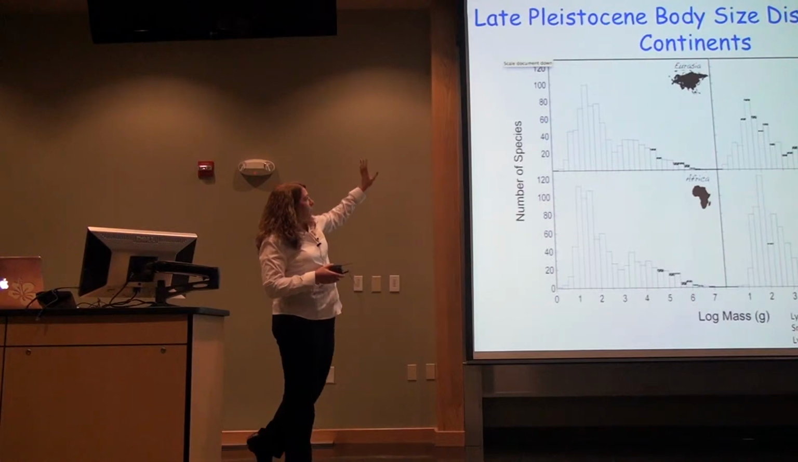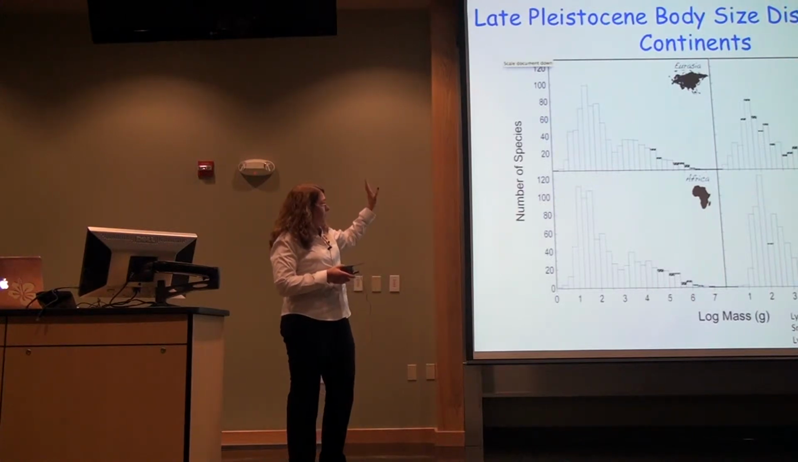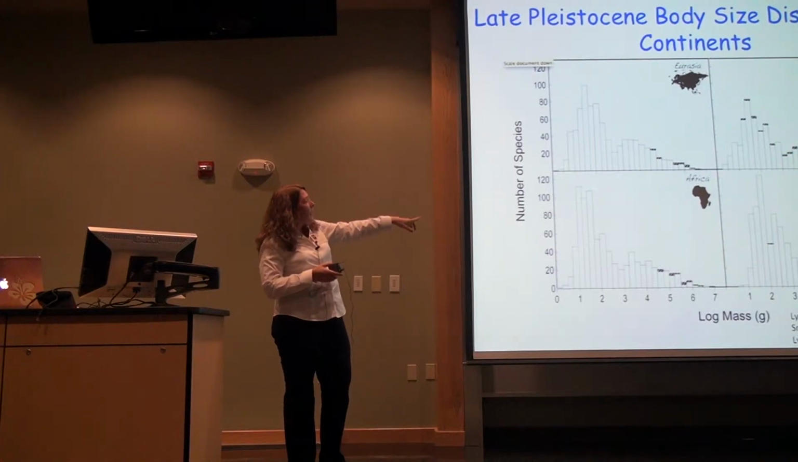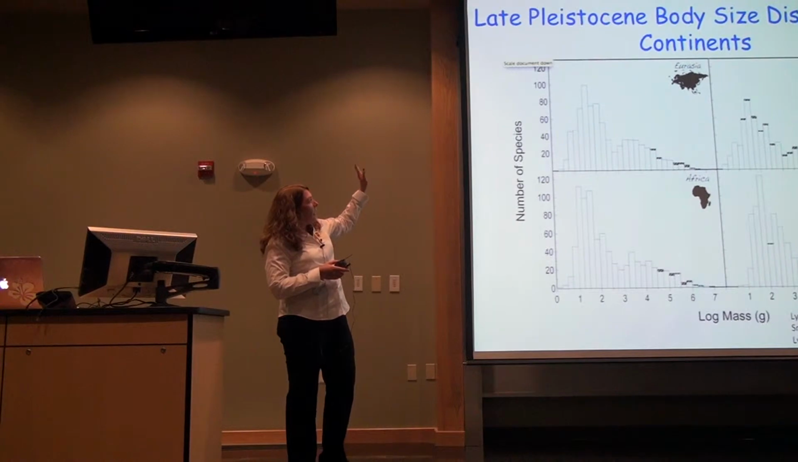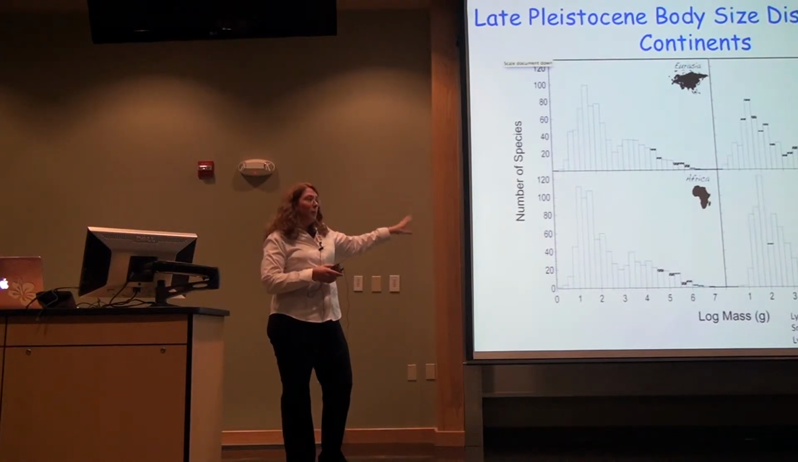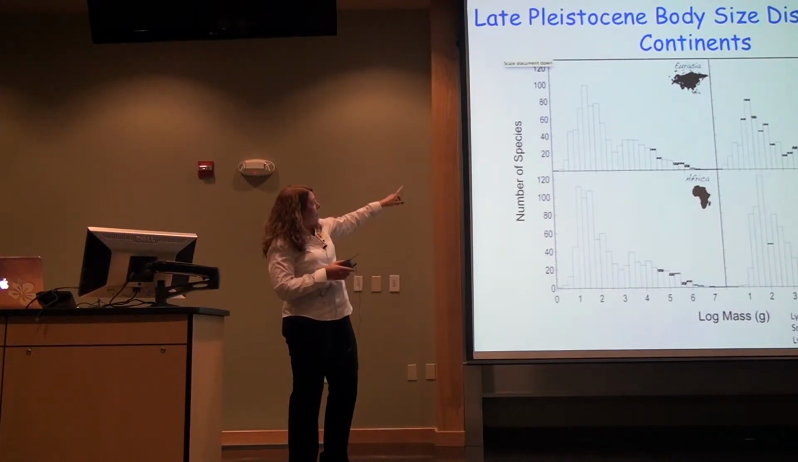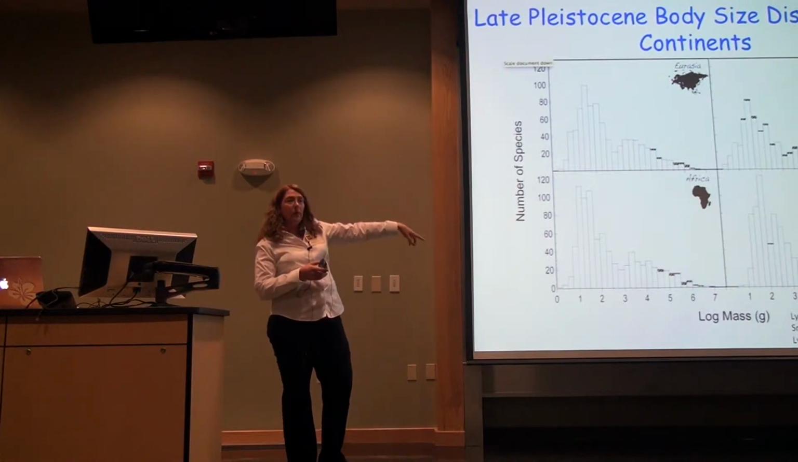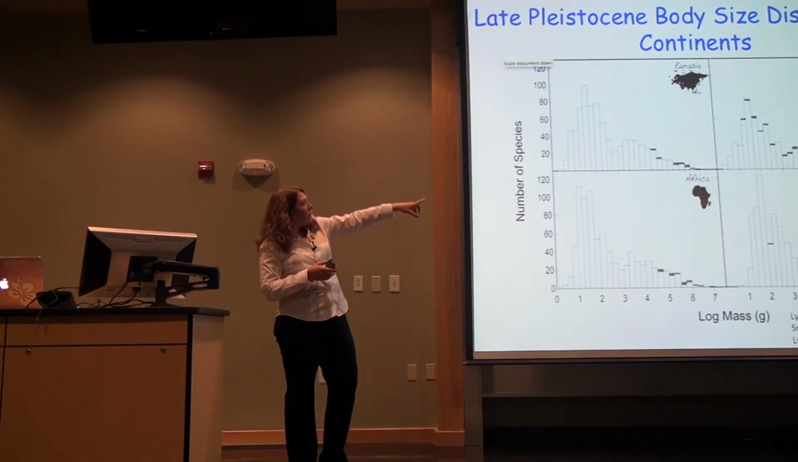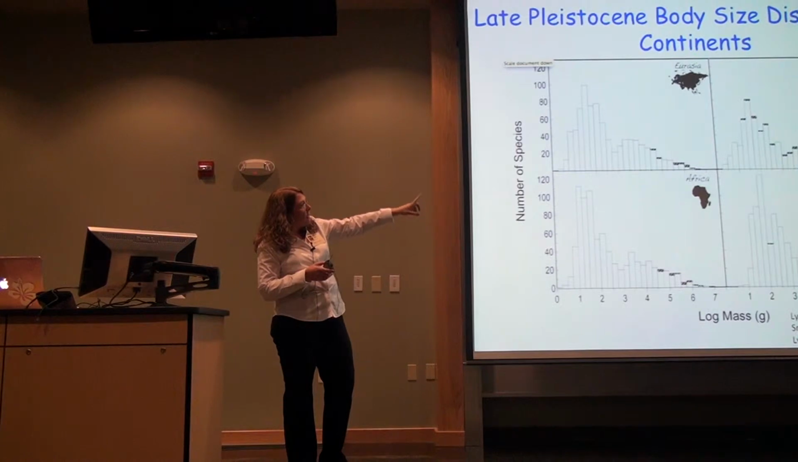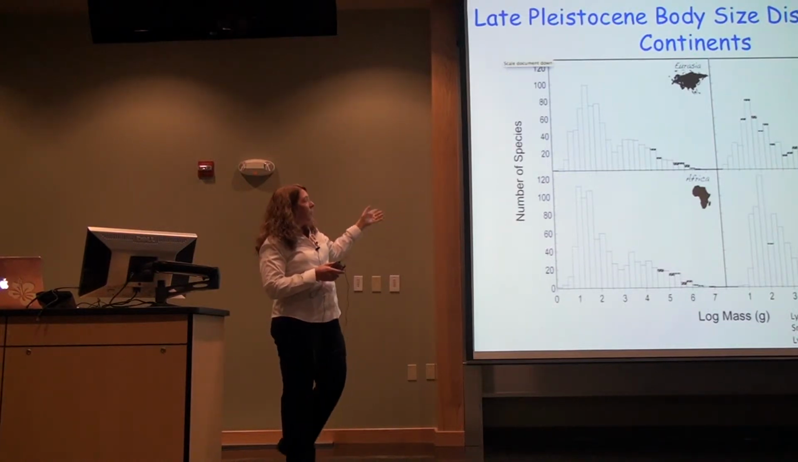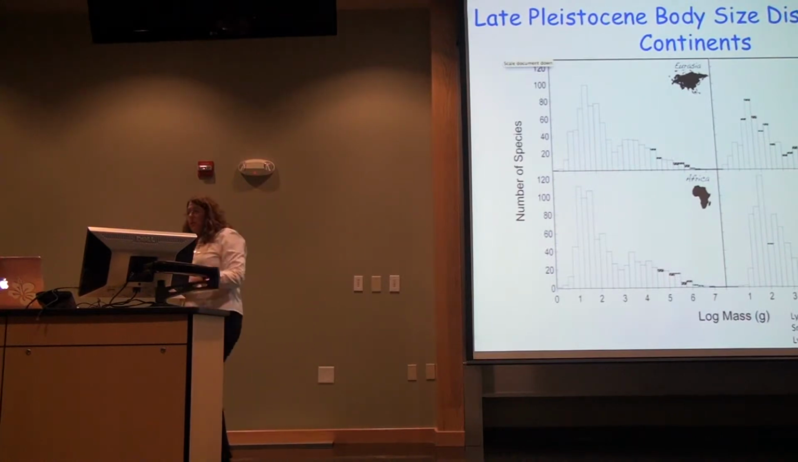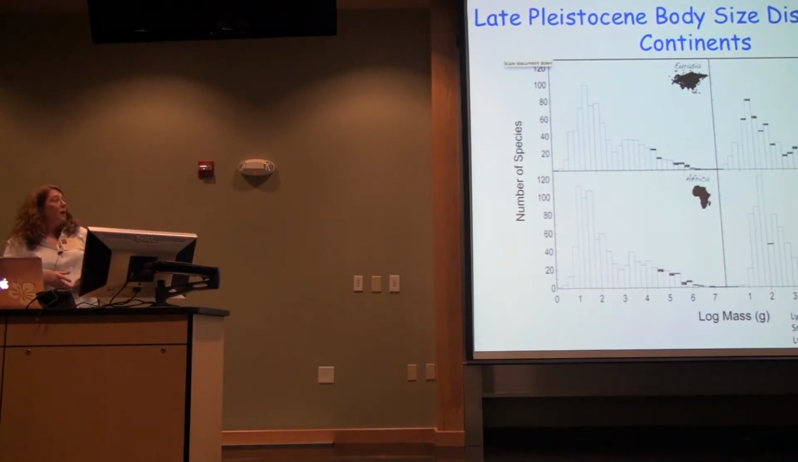So the white bars are the body size distribution of the extant species, and then the black bars are adding in the extinct species. And what you can see is that in Eurasia and Africa, this extinction event was much less pronounced. And so all along, we've had this second mode of large-bodied mammals. When you add in the extinct species in North America and South America, you start to see distributions there that are much more like what you see in Africa and Eurasia. You get this second mode of large-bodied mammals.